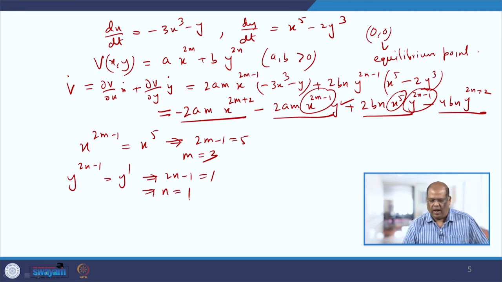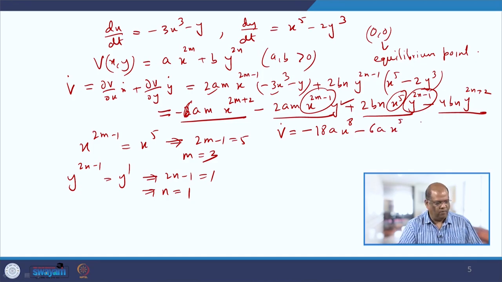So, m equal to 3 and n equal to 1 gives you the Lyapunov function V dot equal to minus 2a. So, m is 3. Here it will be 6 actually, 3 into 2. So, minus 18a x to the power 8 minus 6a x to the power 5 y plus 2b x to the power 5 y and minus 4b y to the power 2n. So, 4.